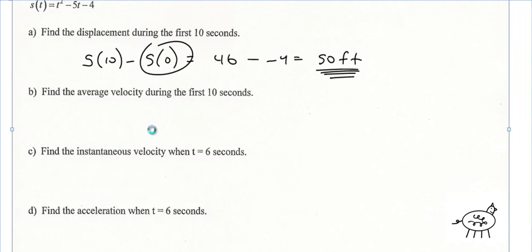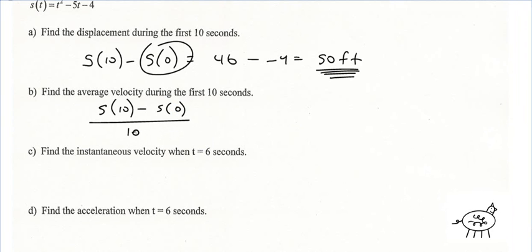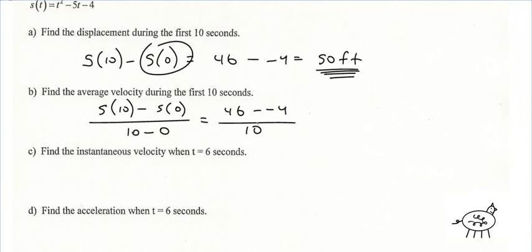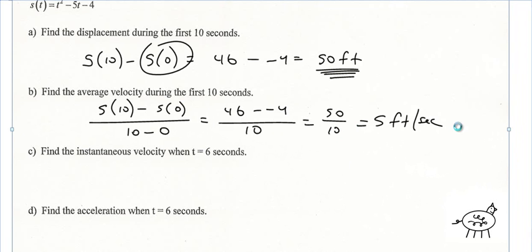All right, find the average velocity during the first 10 seconds. Okay, so again, this is going to be position s of 10 minus s of 0 over 10 minus 0. So we're going to get 46 minus a negative 4 over 10 minus 0, or 10, right? So we get 50 over 10, which is 5 feet per second. Again, don't forget your units. Okay, so that's average velocity.